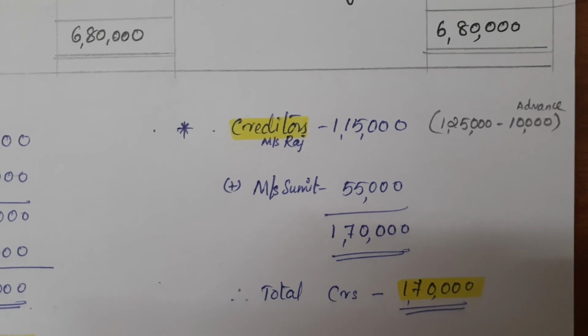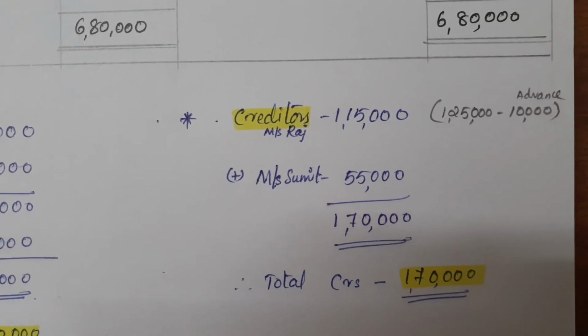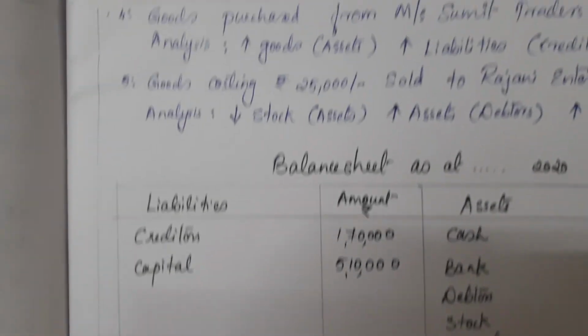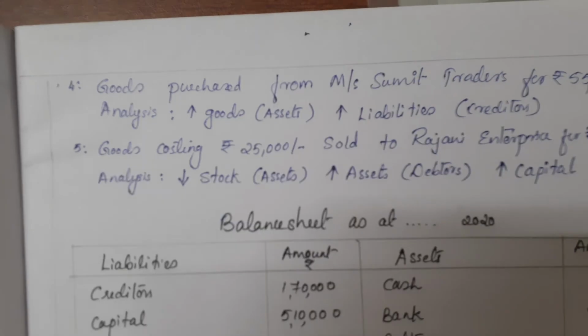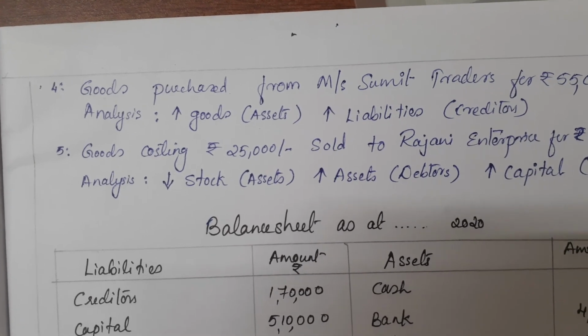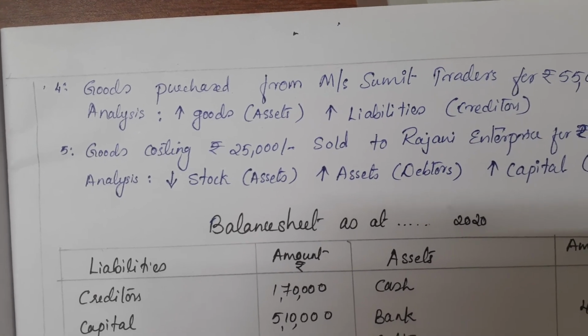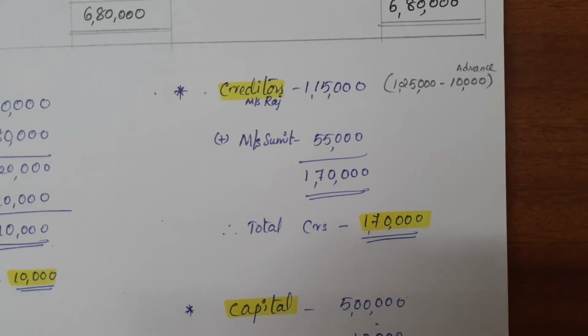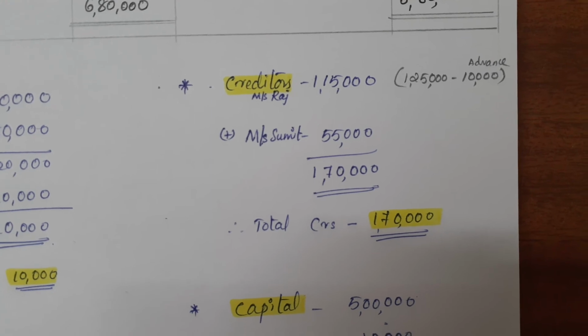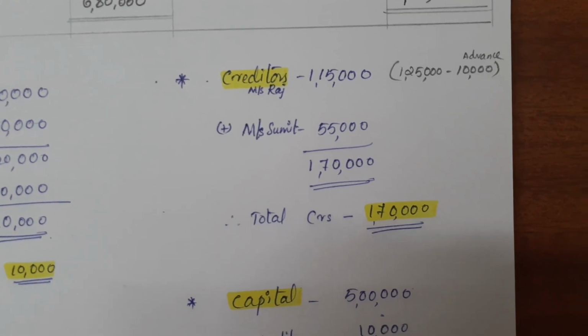Then again we bought stock, or goods purchased from Miss Sumit for rupees 55,000. This is the fourth transaction, and here also we didn't pay cash. Again, Miss Sumit was our creditor. So we have to add that 55,000 here. So the total amount we are getting for creditors is 1,70,000.